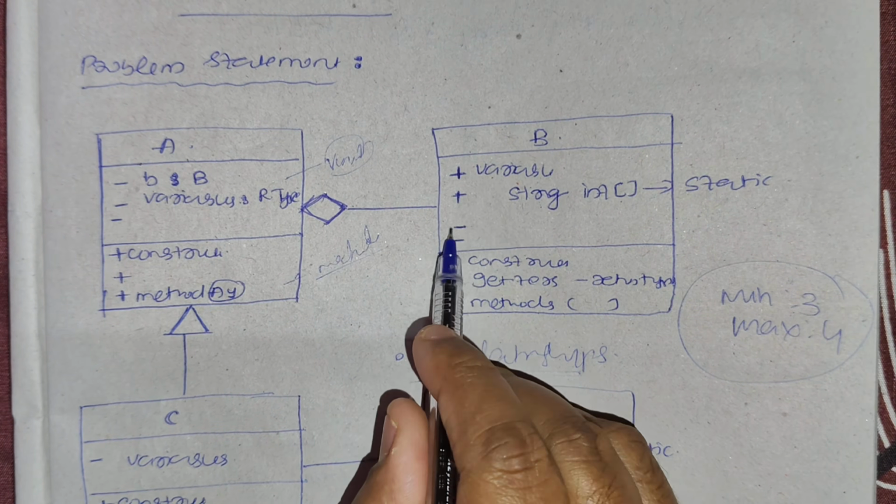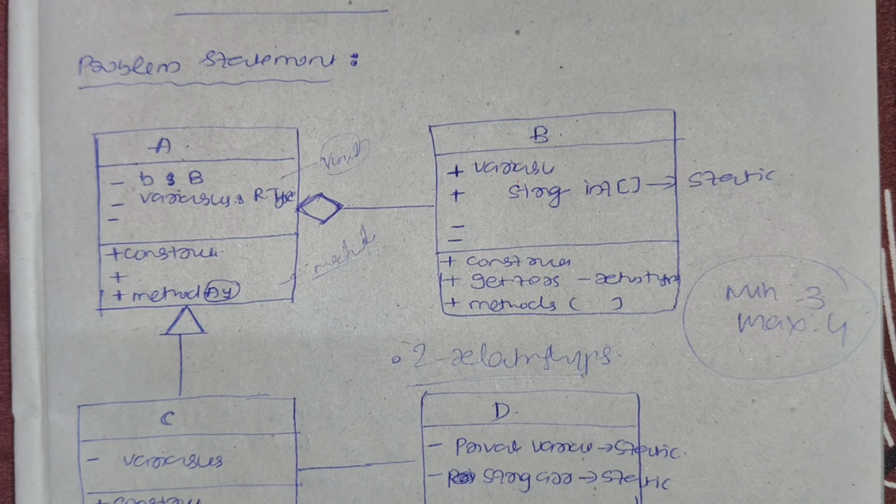And for the minus, the private things, you have getters and setters also. They will also be pre-implemented in your code. You don't have to write those, right?